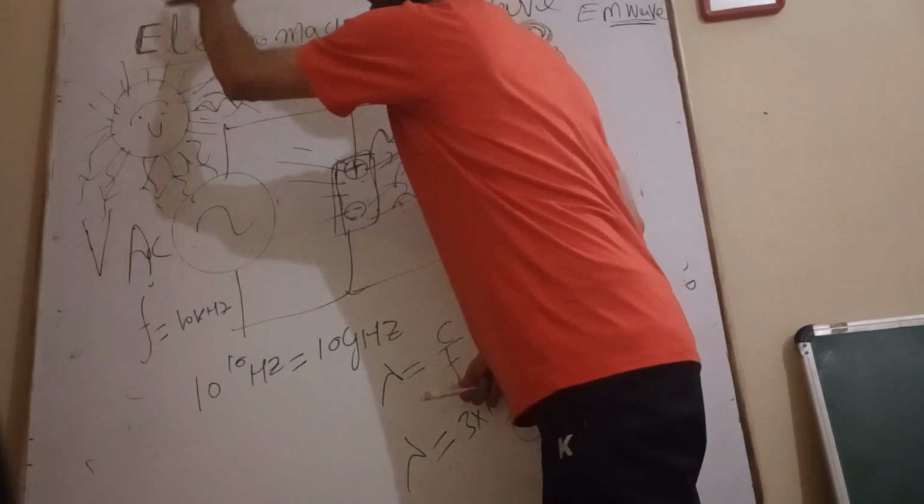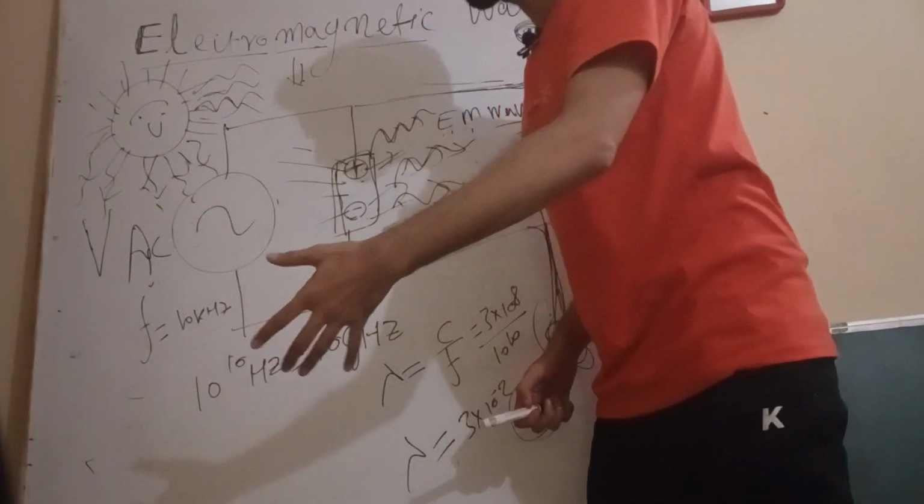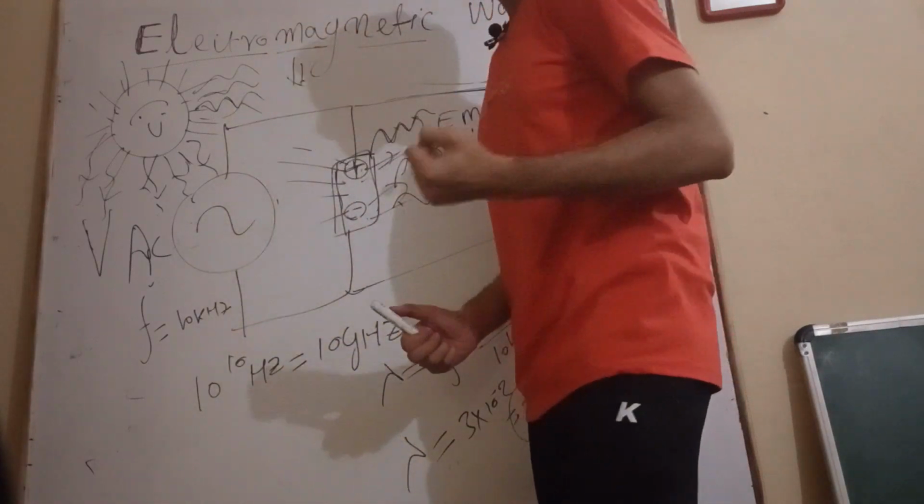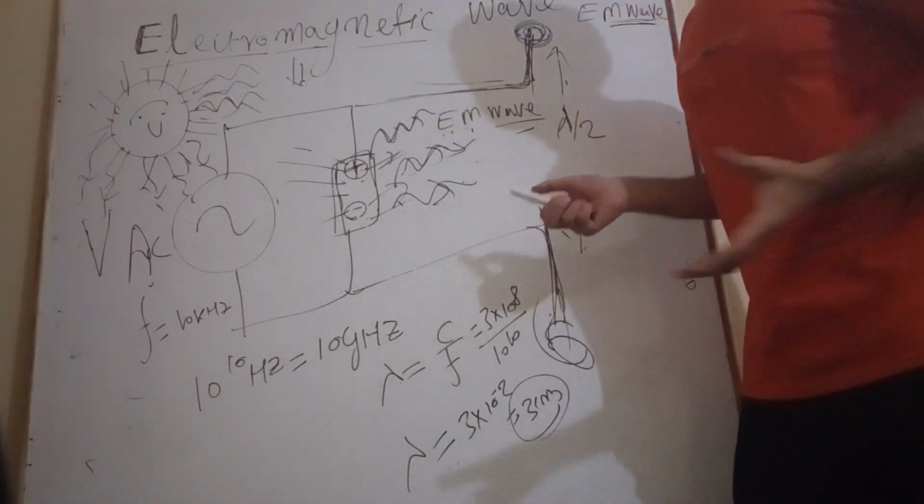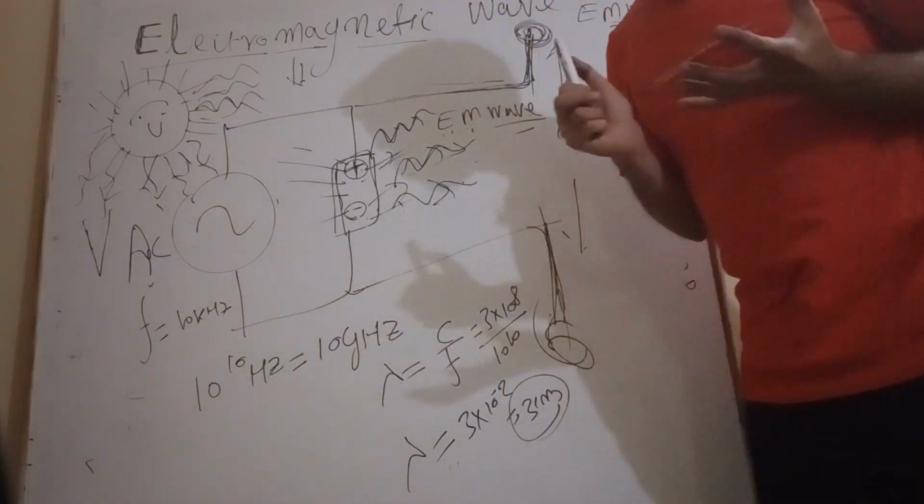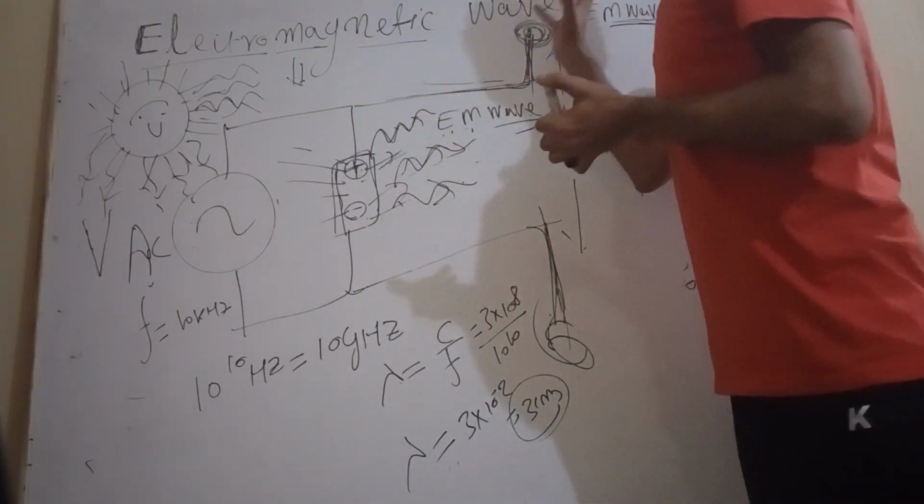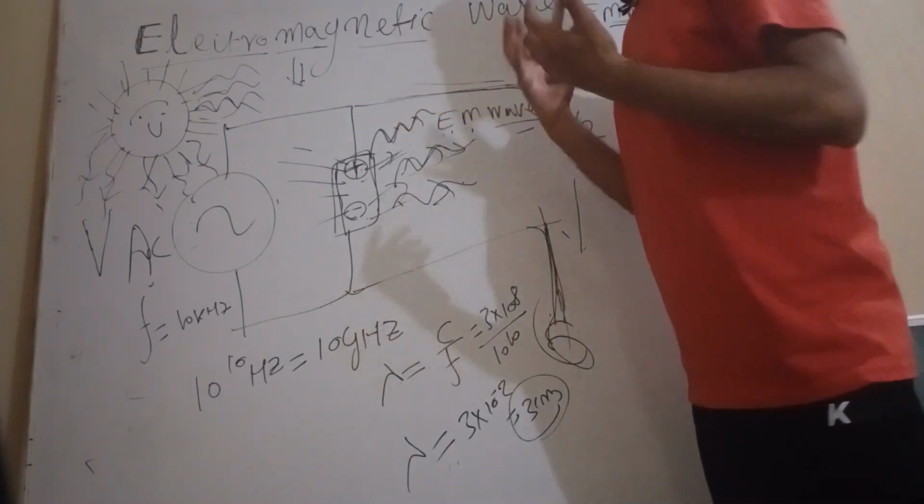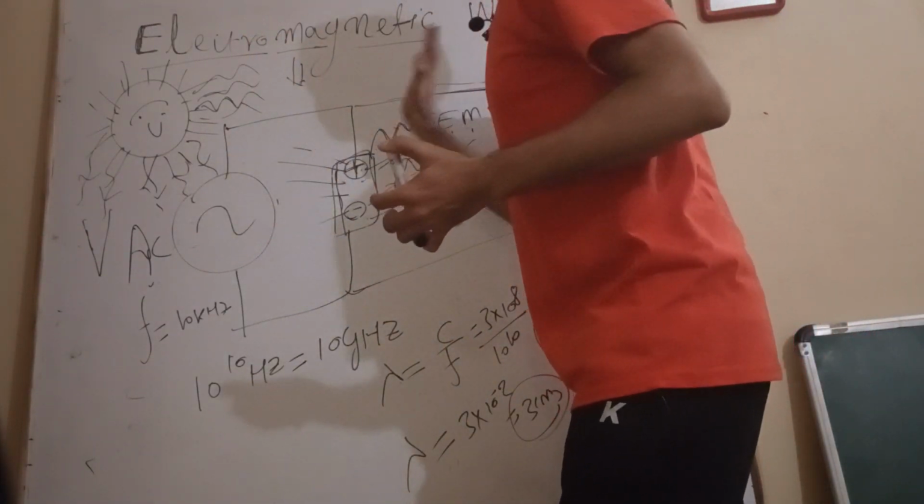Then it comes through space, through the ionosphere, and hits your body and you feel the heat. That heat is nothing but energy. So after all, the electromagnetic wave carries the energy. That energy is nothing but some type of disturbance that is given to the fabric.